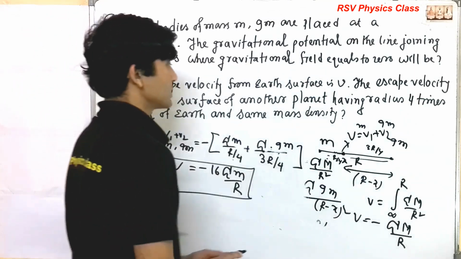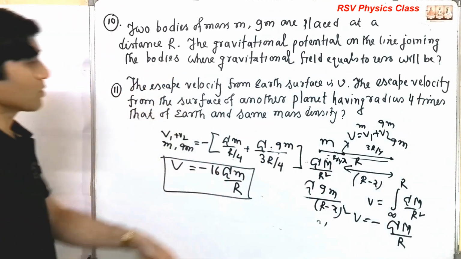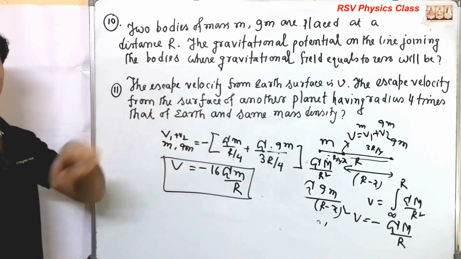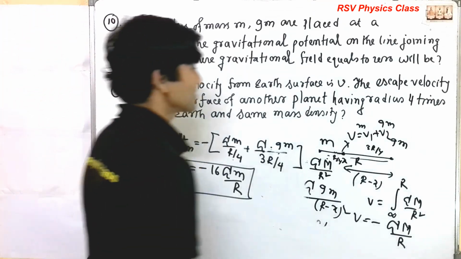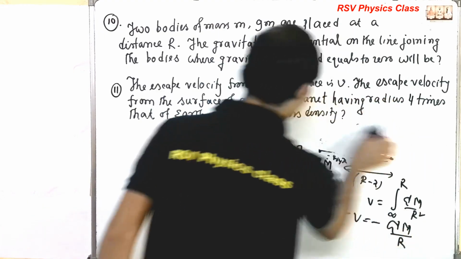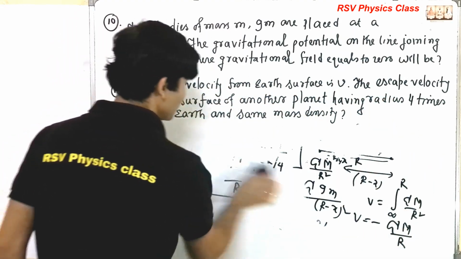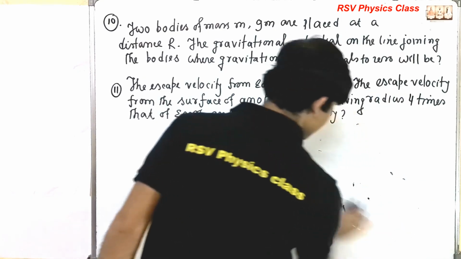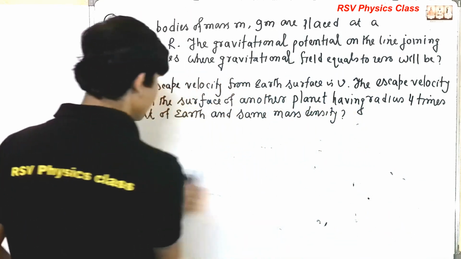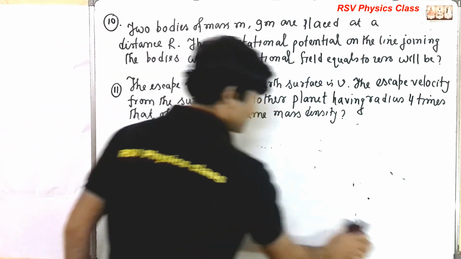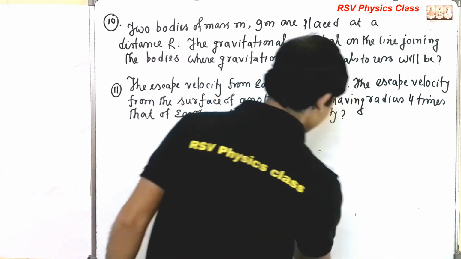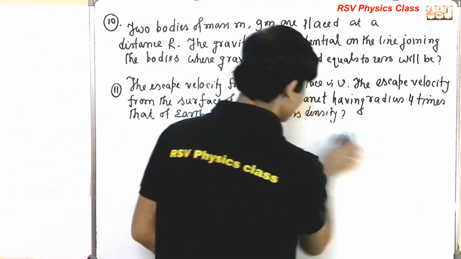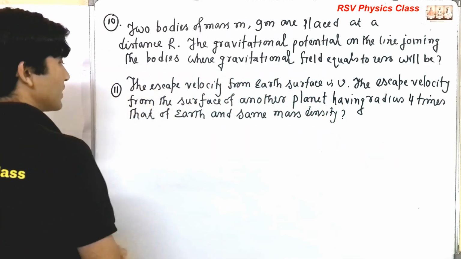OK, so in this problem there is a concept of gravitational field intensity and gravitational potential also. So if you solve one problem, then multiple concepts and multiple problems you have to be able to solve. Now there is a last problem. This is problem number 11 from escape velocity. Escape velocity is that much velocity by giving which you can cross the gravitational field.